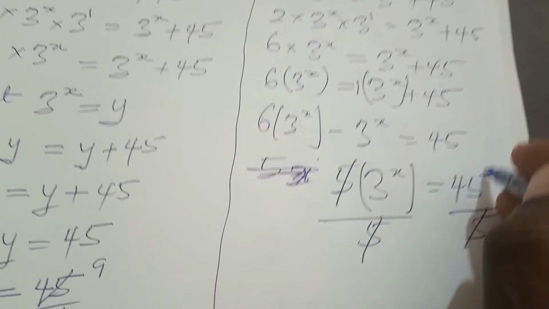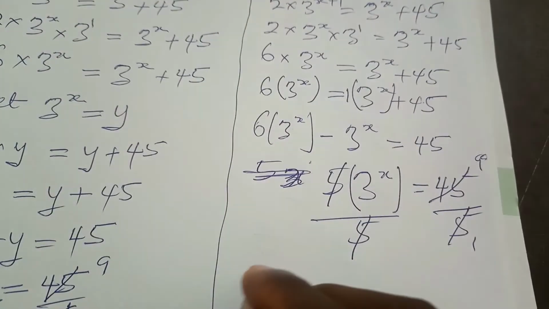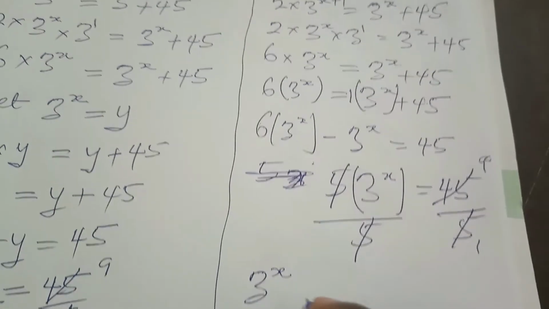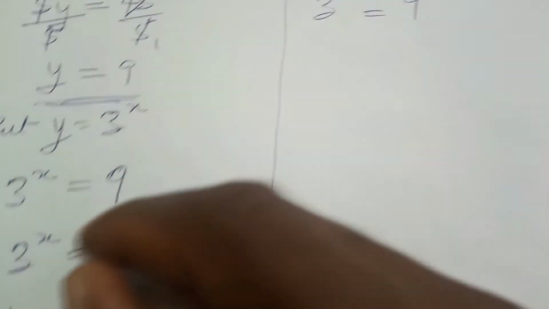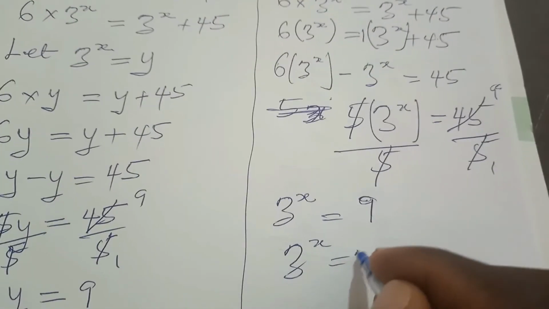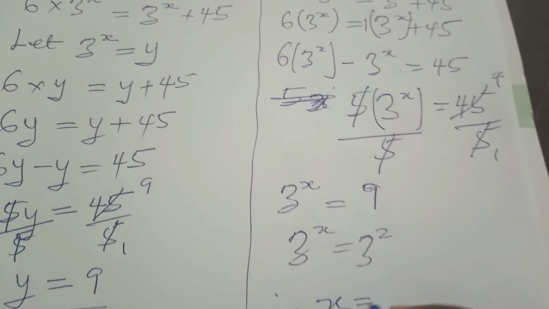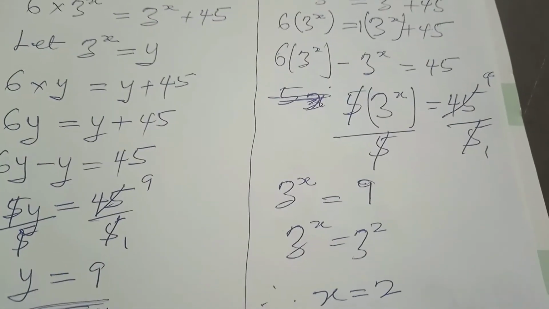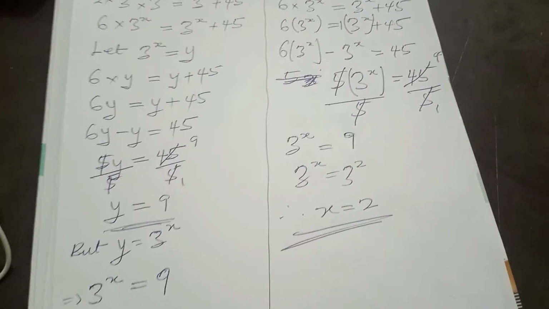Then 5 goes here, 1 goes here, 9. So that means that our 3 exponent x will be equal to 9. And again, we come here now. So that is 3 exponent x being equal to 3 squared. Therefore, the value of our x is going to be 2, since they have the same base, which is the same as this. So any of these two approaches will be okay to help you out with it.